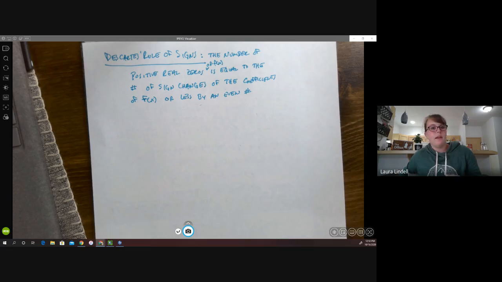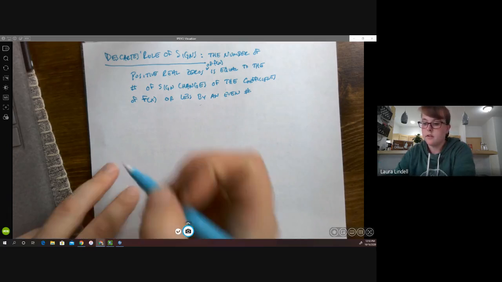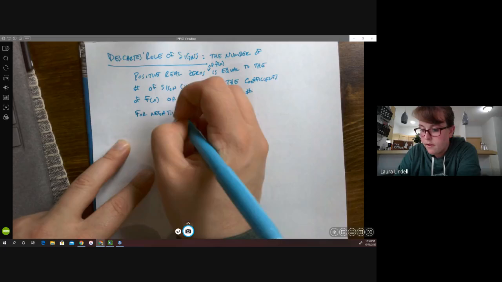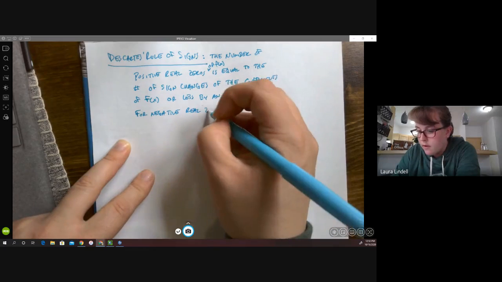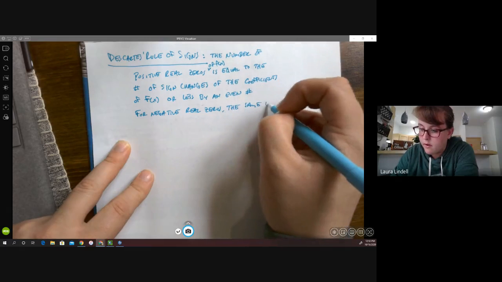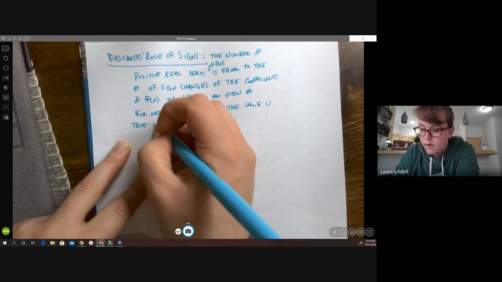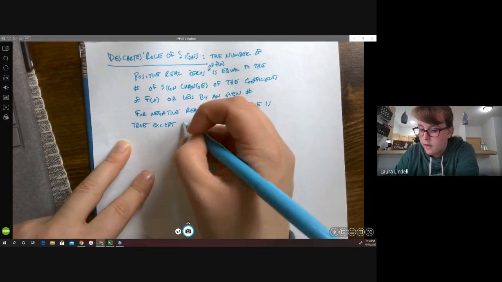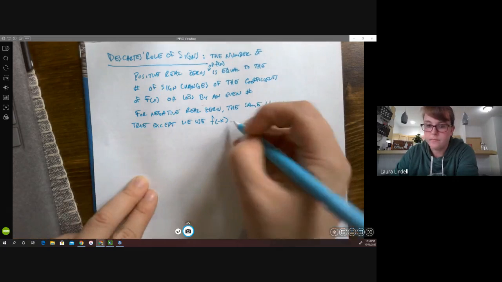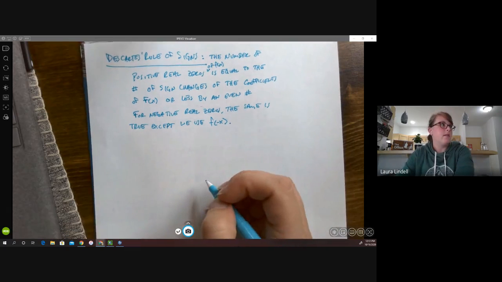And then the same thing is true for the negative real zeros, except it's with f of negative x instead of f of x. So for negative real zeros, the same is true, except we use f of negative x to determine it. Okay.